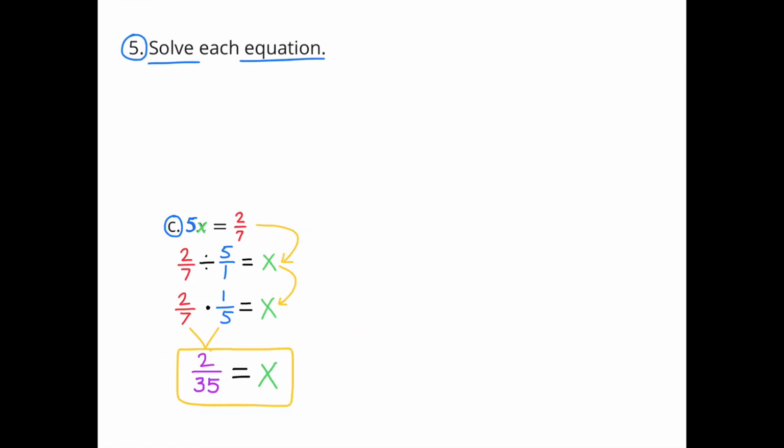C. 5x equals 2/7. That can be rewritten as 2/7 divided by 5/1 equals x. We can solve for x by multiplying by the reciprocal of 5/1. That would be 2/7 times 1/5 equals x. And 2/7 times 1/5 equals 2/35. So 2/35 equals x, or x equals 2/35.